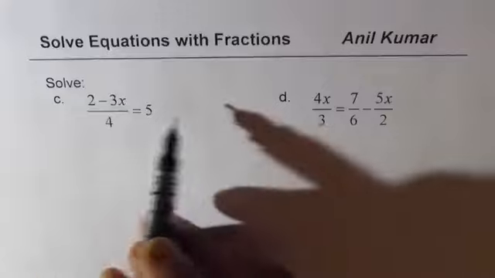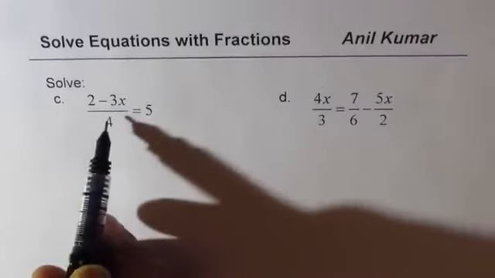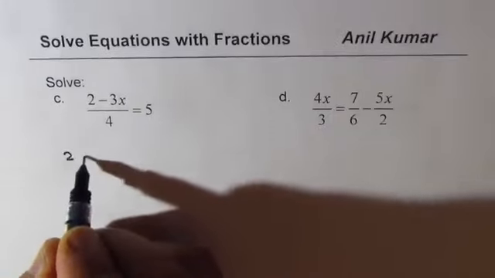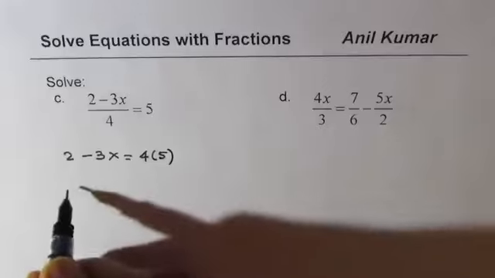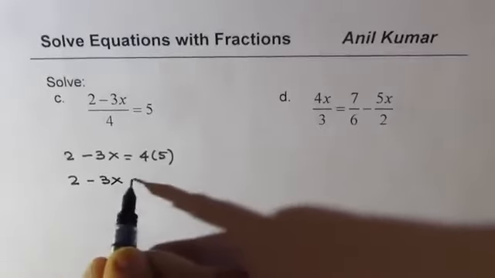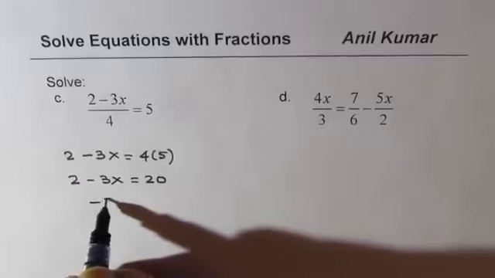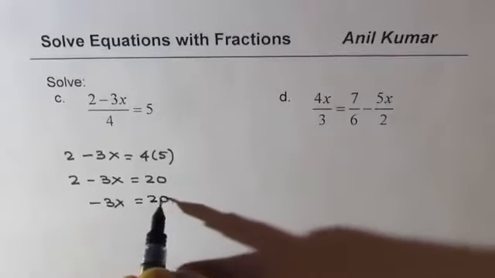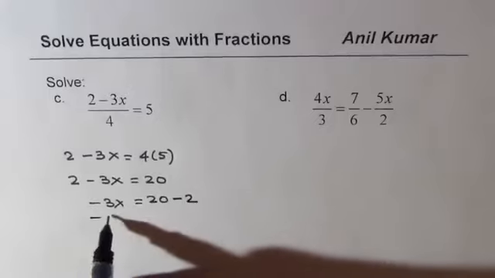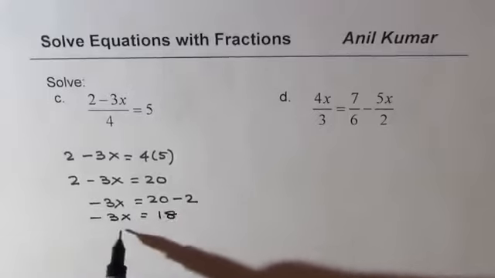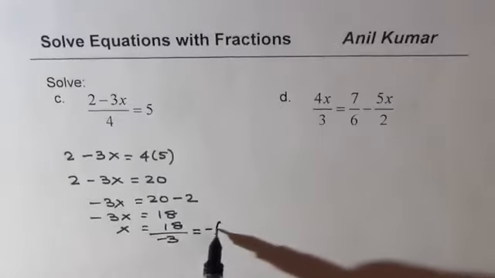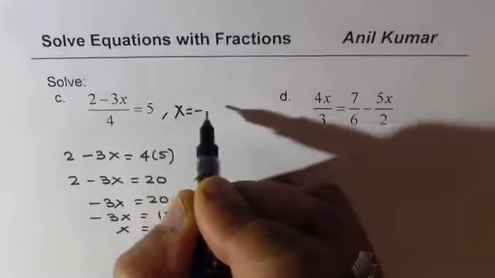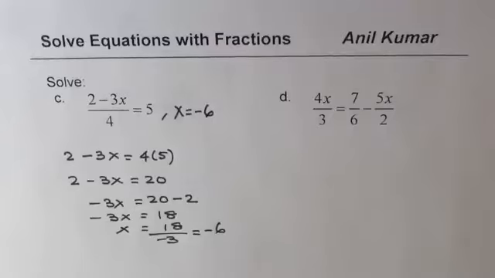Now here we'll apply both the techniques. So this one I think now you can do easily. We can write this as 2 minus 3x equals to 4 times 5. So we have 2 minus 3x equals to 20, minus 3x equals to 20 minus 2. So minus 3x is equal to 18. X is 18 divided by minus 3, which is minus 6. So we get x equals to minus 6. Perfect. Next one.